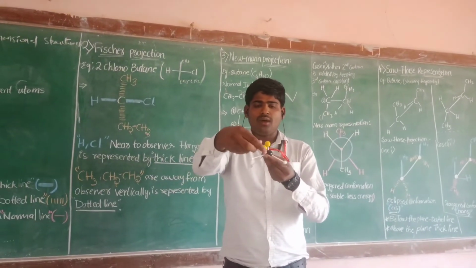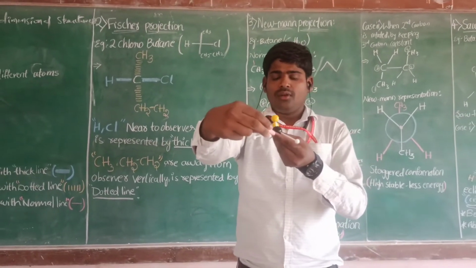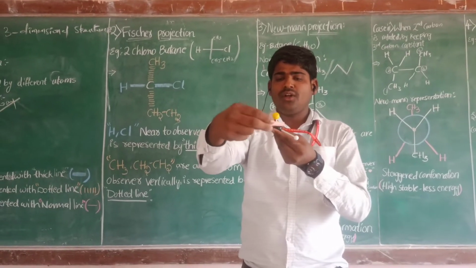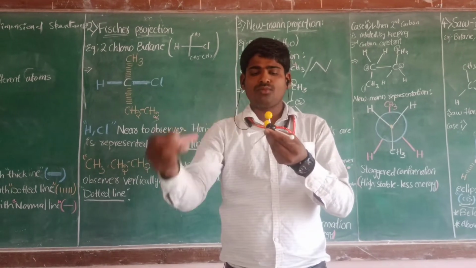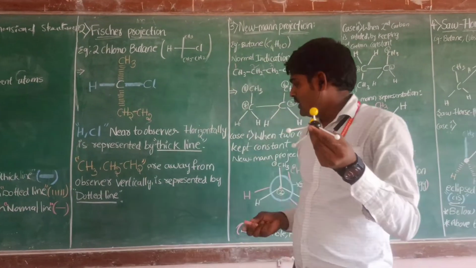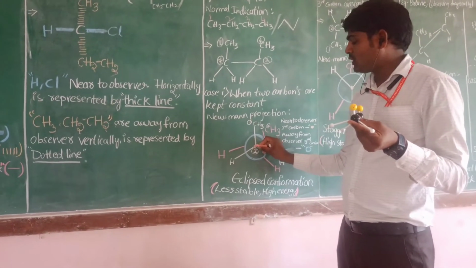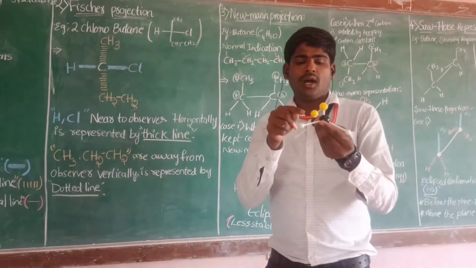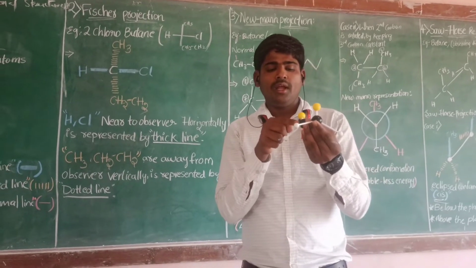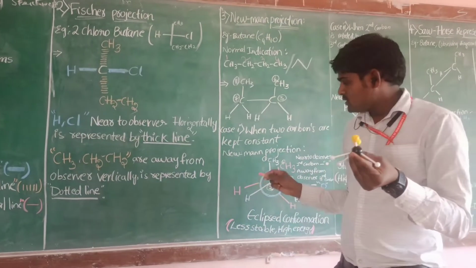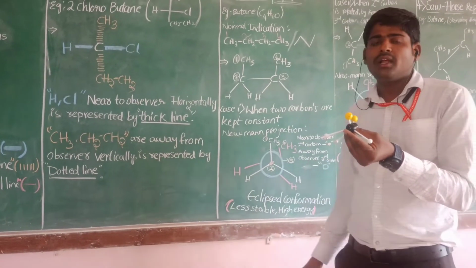So here is the view of the observer. The second carbon is near to the observer, between the first carbon and the second carbon. The second carbon is represented just by a dot. After that, the third carbon is attached to the second carbon. The third carbon is represented as a circle.